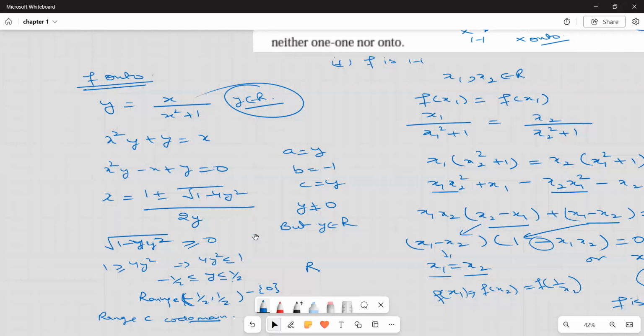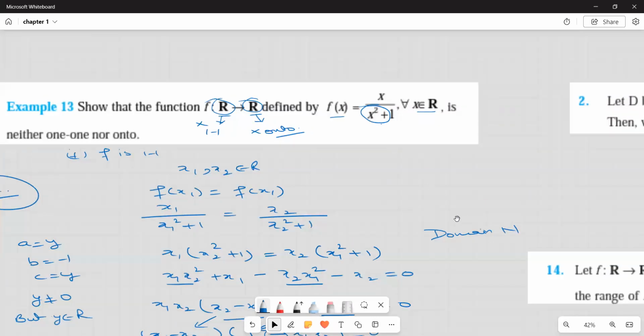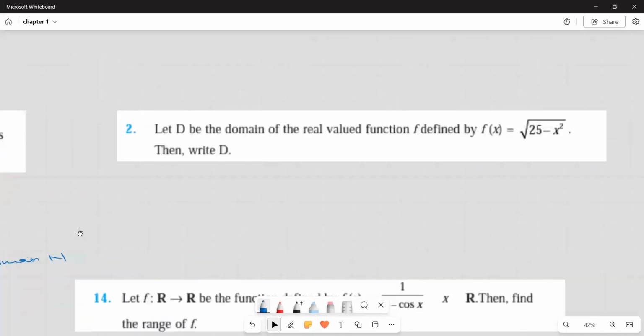Remember, you have to do it this way only. Then the second question is: write the domain of the real valued function when this is this. 25 minus x square should be positive, right? So 25 is greater than x square, or x square is less than 25. So x lies between minus 5 to 5.